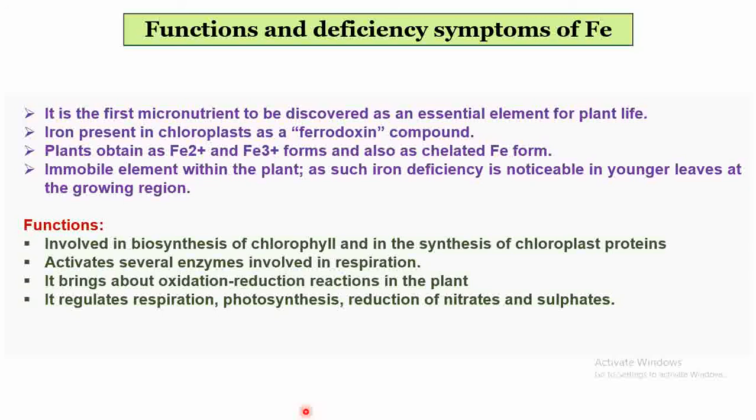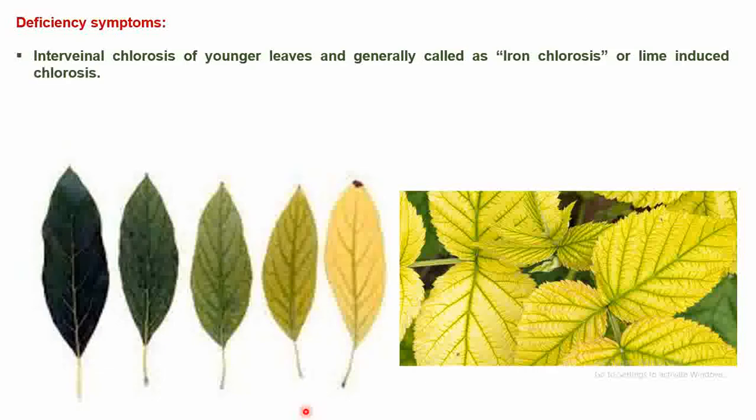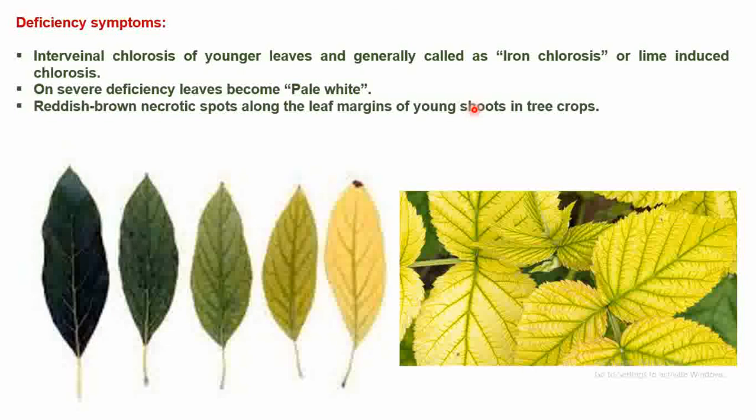So these are all the functions of iron. So deficiency symptoms: interveinal chlorosis of younger leaves, and it is called iron chlorosis or lime induced chlorosis. Interveinal chlorosis of the young leaves. On severe deficiency it leads to pale white, reddish brown necrotic spots along the leaf margins of the young shoots in the tree crop.